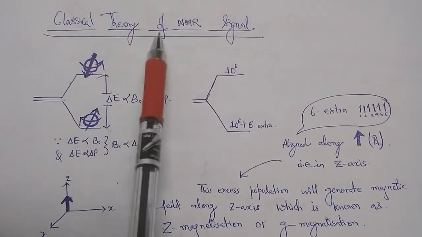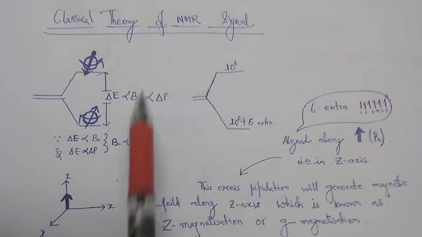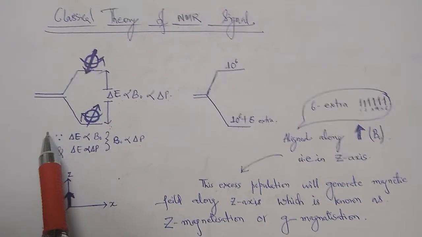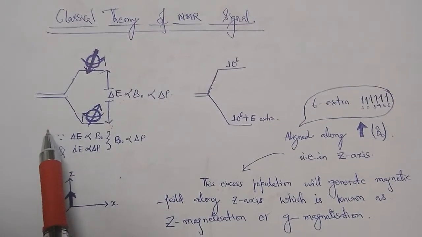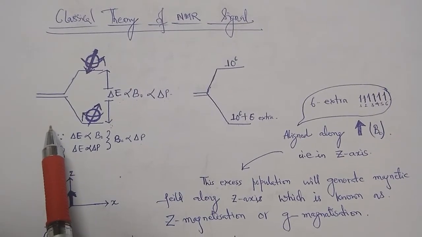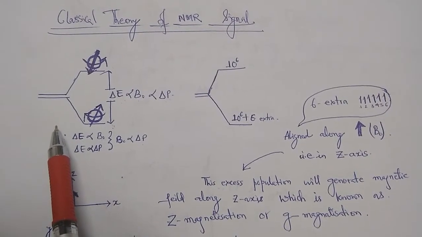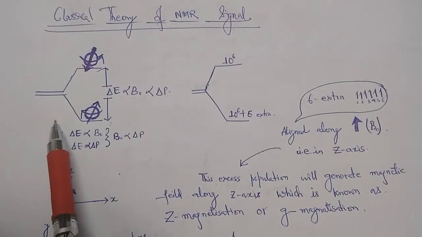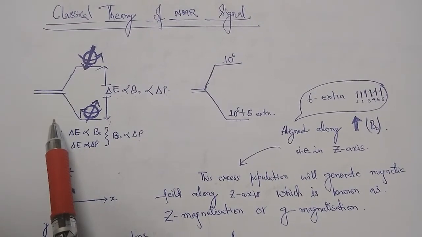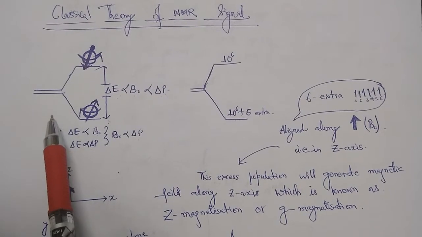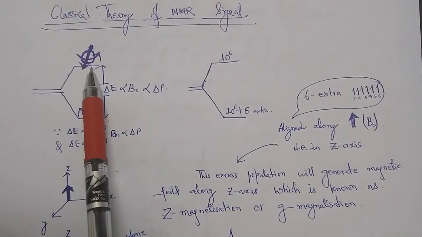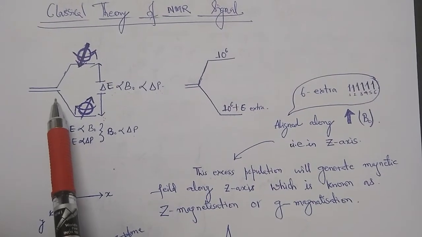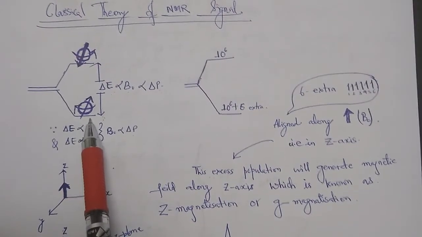Classical theory of NMR signal. As we have seen in the basic concepts of NMR signal, when we apply the external magnetic field, the degeneracy in the nuclear spin energy level will break. Those spins which are opposing the external magnetic field will go to the higher energy level, and those which are aligned with the external magnetic field will go to the lower energy level.